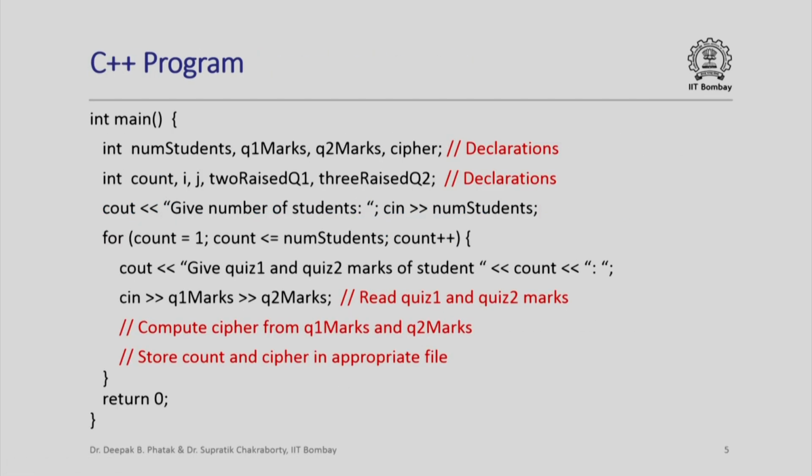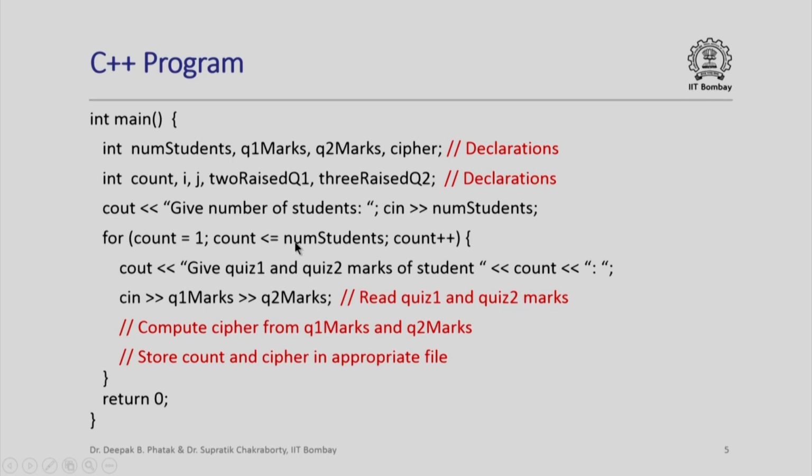So let us look at how a C++ program for this problem might look like. Here is the main function. Within it we have several integer variables declared. Then we ask for the number of students, read in the number of students in this variable num students, and then we iterate in a for loop for every student.